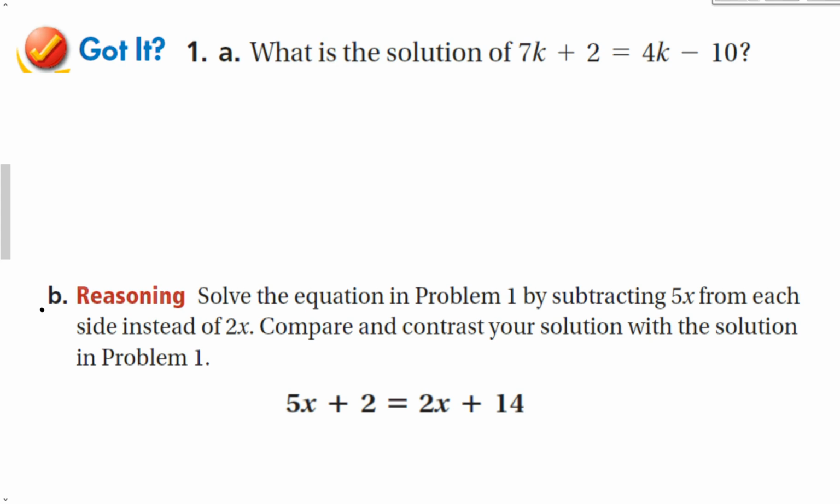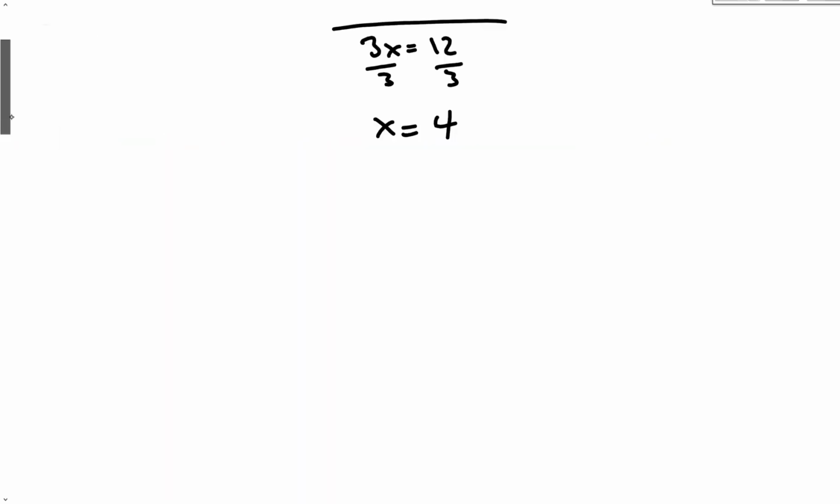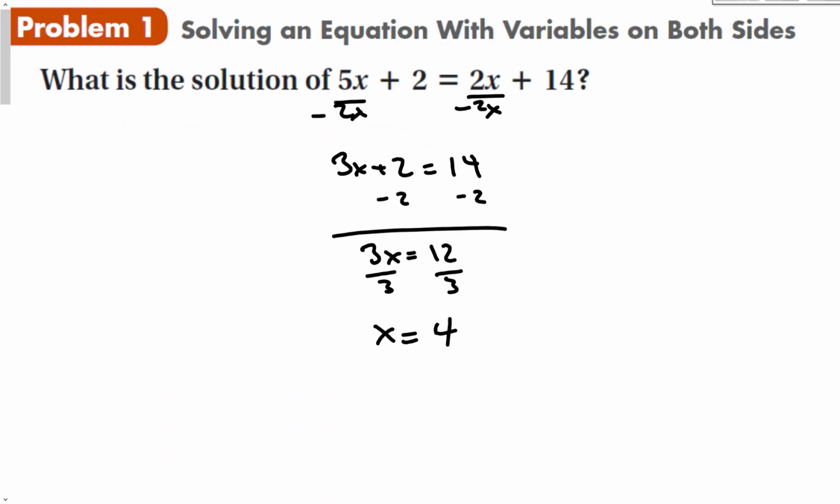So I look at my two variables and I say, well, that's a 7k, that's a 4k. So let's bring the 4k over to this side. I don't have to do it this way, but it makes the problem easier. This gives me 3k + 2 = -10. Subtract 2 from both sides. 3k = -12. Divide out the 3, and we have k = -4.